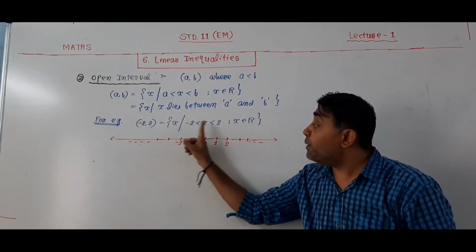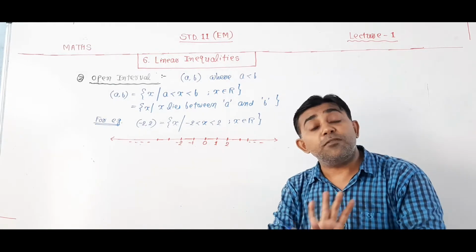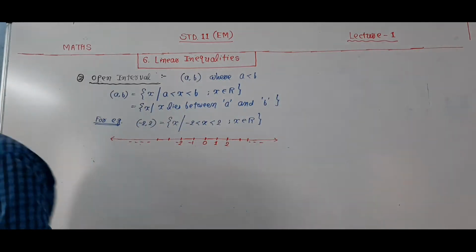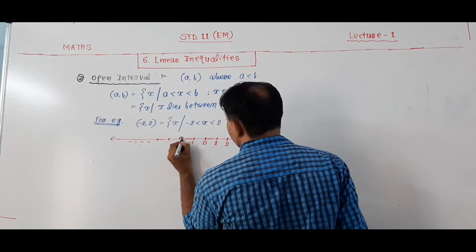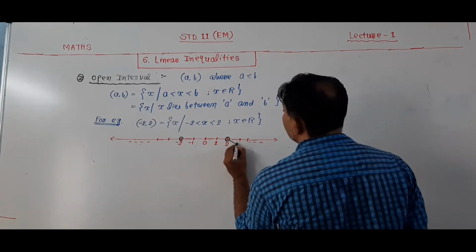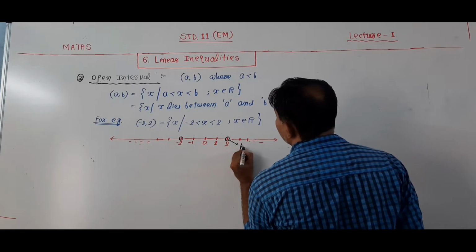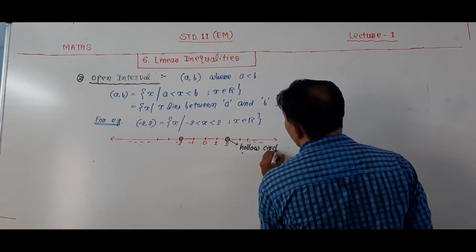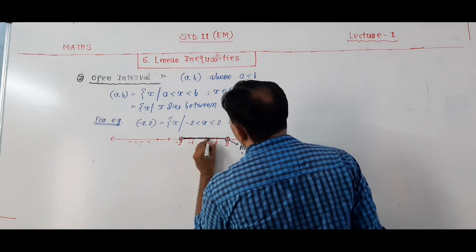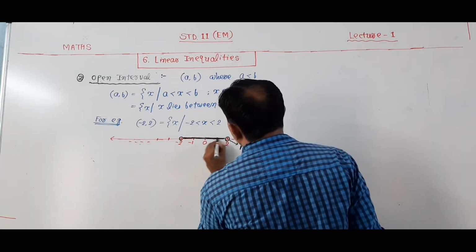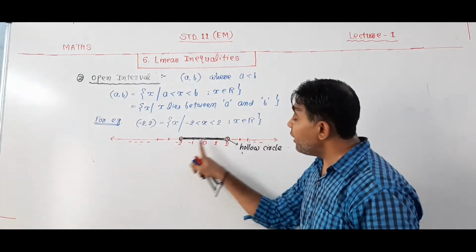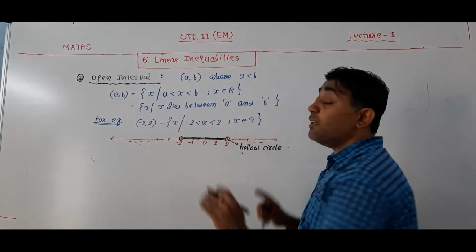All the values lie between minus 2 and 2, but minus 2 and 2 are not included in this interval. That's why, for not included, we write a hollow circle. Here also draw this hollow circle. A hollow circle means the value is not represented. So draw a hollow circle on both sides, and between them all the values are included. That's why here we denote it as a dark line. This dark line means all the values between minus 2 and 2 are included. But minus 2 is not included, plus 2 is also not included. And that's why both sided is an open interval.